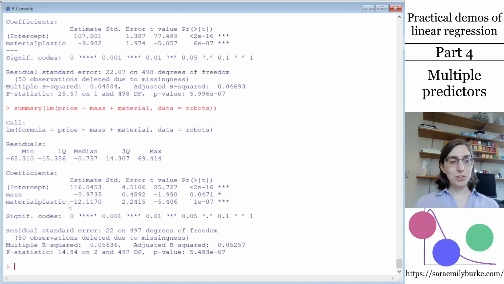It's a little bit difficult to think about what this negative 12 actually means. It's even a little bit difficult to think about what this negative 0.97 actually means. But stay tuned, because next week we're going to talk a little bit more about that.